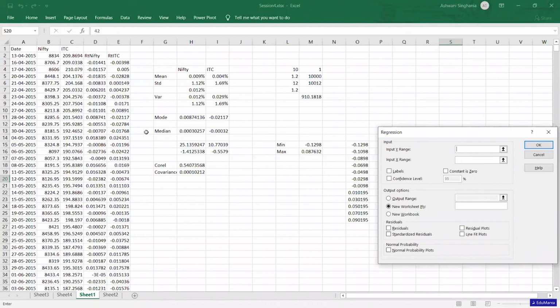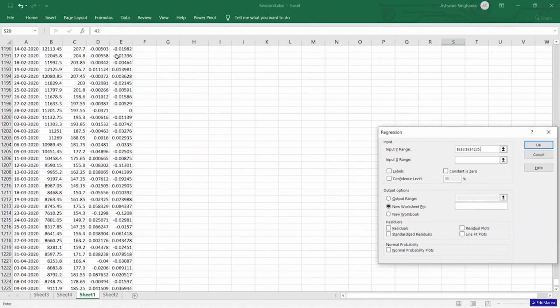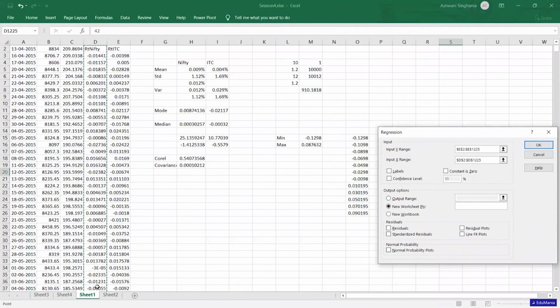So here the price of ITC is going to be dependent on the price of Nifty. So Y will be the dependent variable, X will be the independent variable. In this case, X will be Nifty price or Nifty return, whereas Y will be the ITC price or ITC return. So for Y, I am going to select this one, and for X, I am going to select this. Don't get confused, either you take it from up or down, it will give the same result.